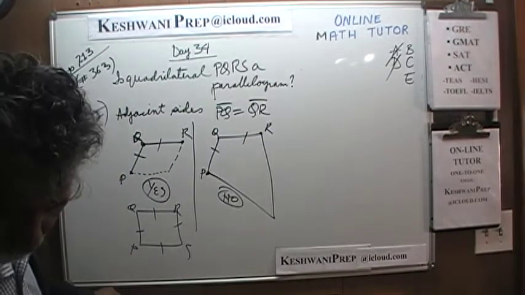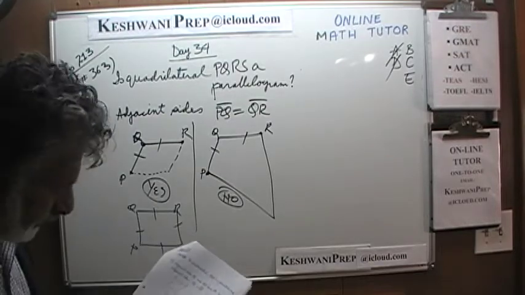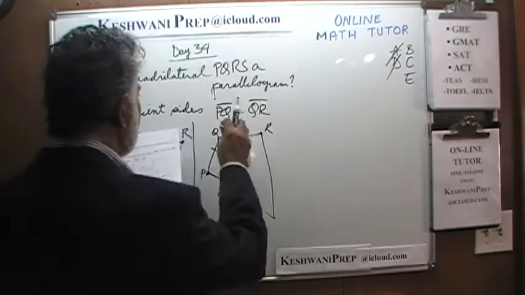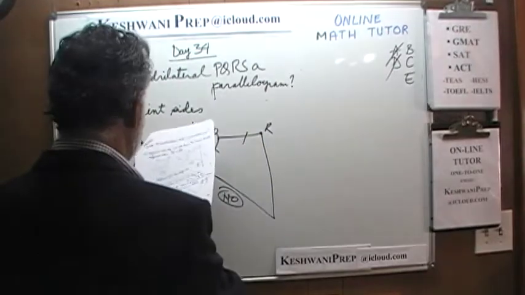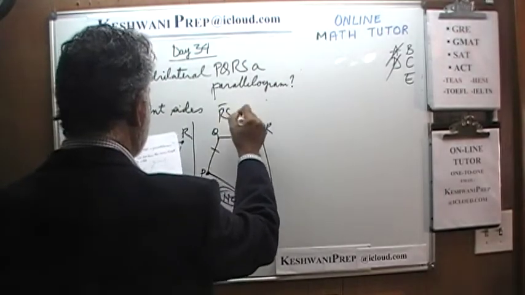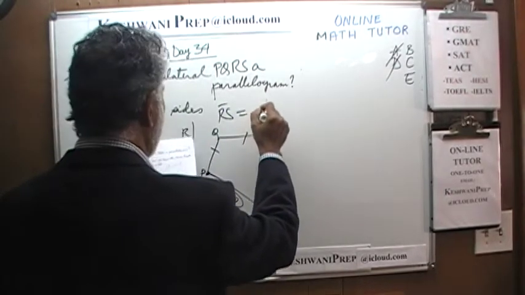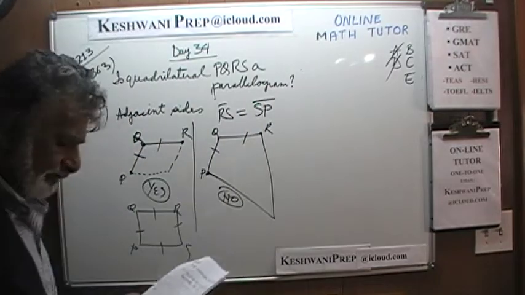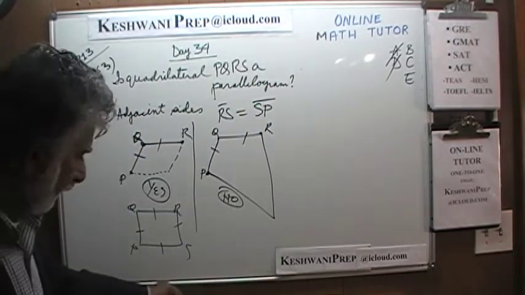Second statement goes on to tell us that the adjacent sides RS and SP are equal. Exact same thing, they have the same length. Now let's see what we can do with it.